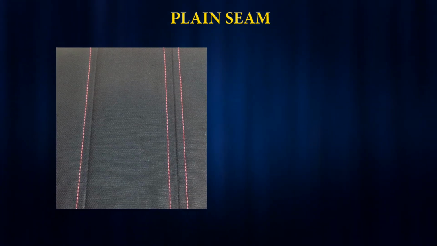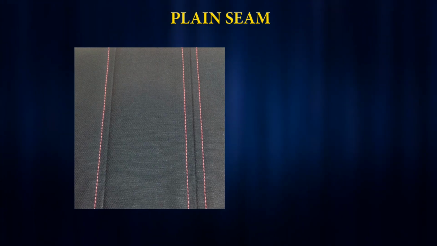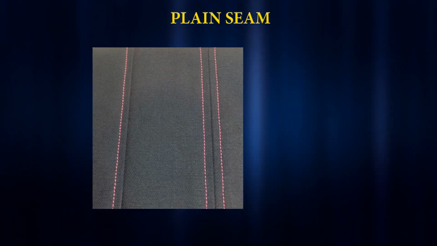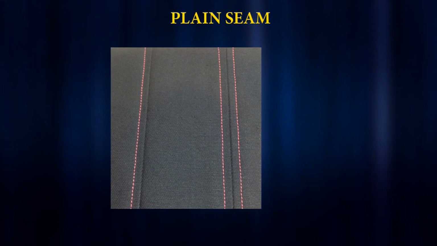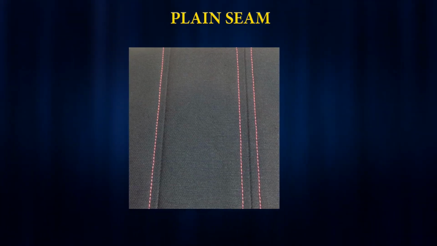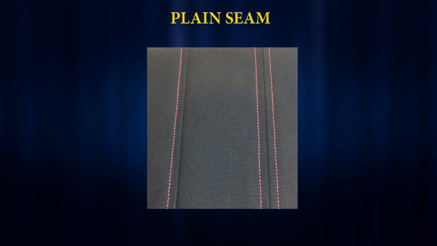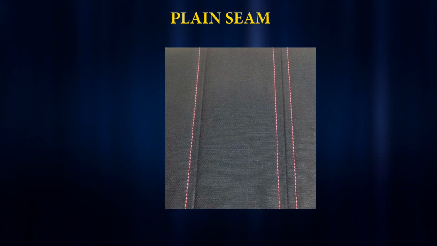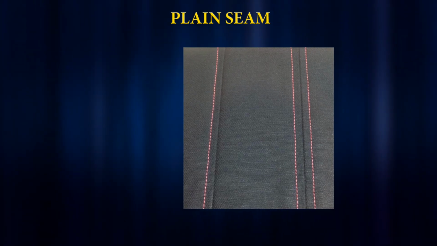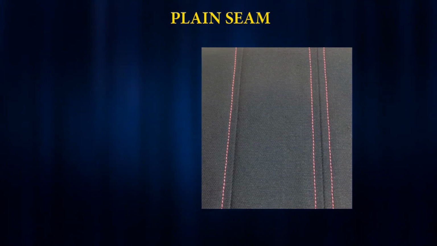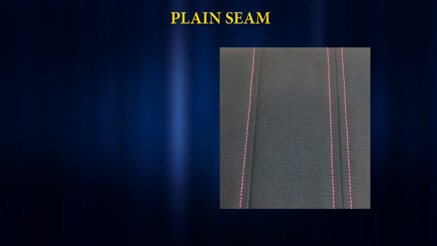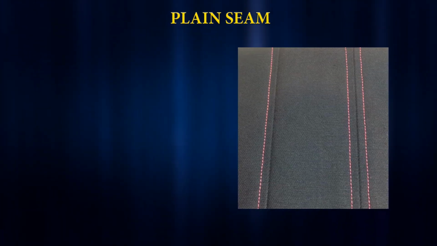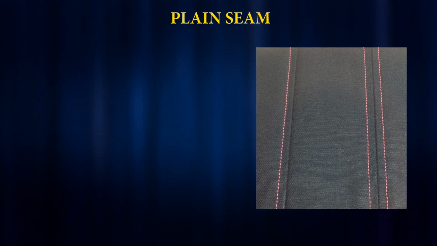First of all, we will discuss the plain seam. As you can see in the picture, it looks just like a simple running stitch with the machine. We discussed in the last session that there is a difference between a seam and a stitch. A row of stitches is called a seam. This is how a plain seam looks.